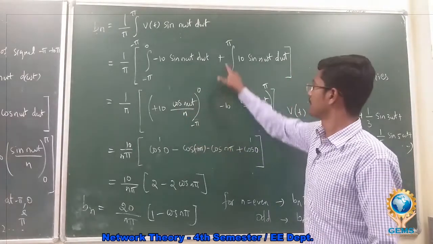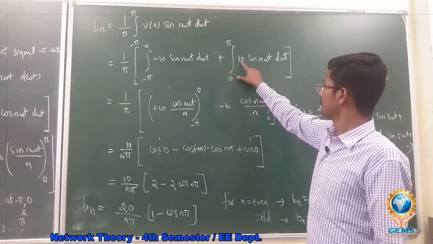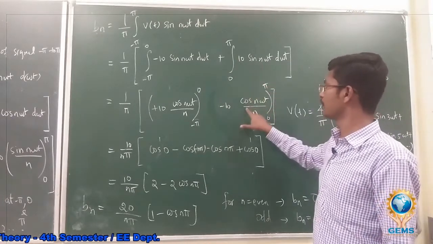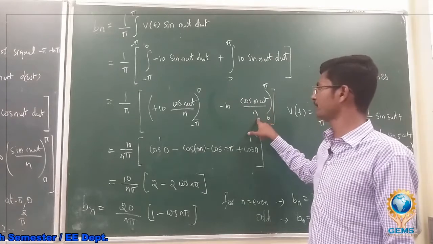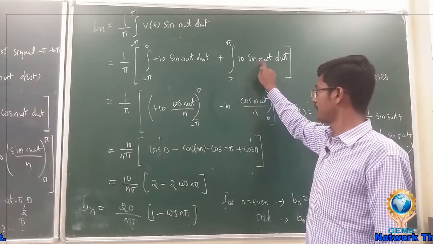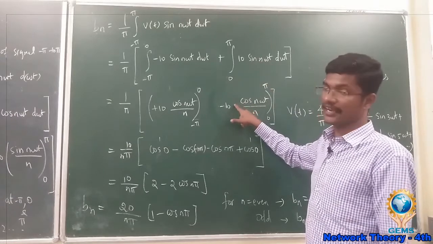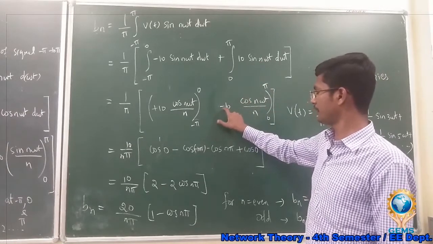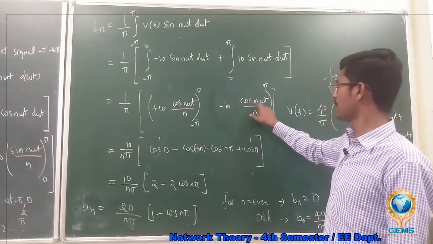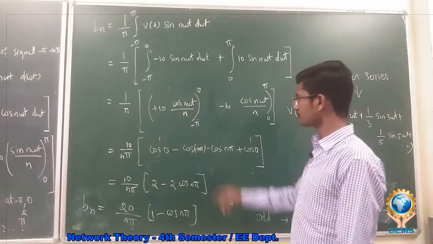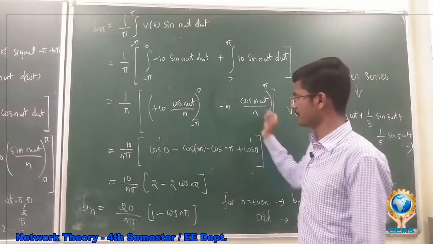Same like here, 10 sin n omega t, if you integrate this, when you integrate sin n omega t, the answer is minus cos n omega t. So the minus comes here, so minus 10 cos n omega t divided by n. Now we are going to apply the limit in these two equations.